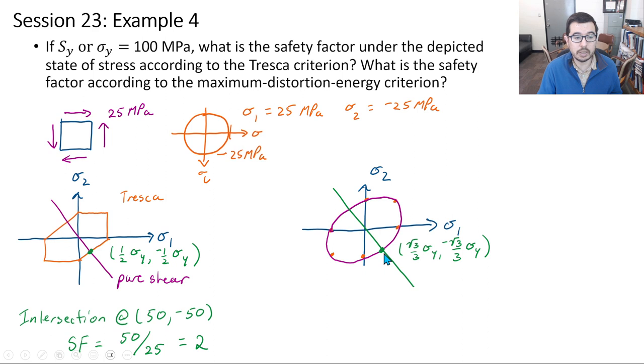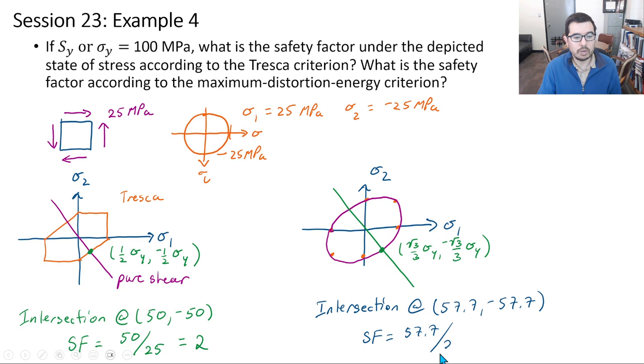So we said on the previous slide that this intersection happens at square root of 3 sigma y, comma negative square root of 3 over 3 sigma y. You know, square root of 3 over 3 is about 0.577, all right, which will come out here. So we say that the intersection is at 57.7, minus 57.7. That's taking this quantity times the yield strength, 100 megapascals.